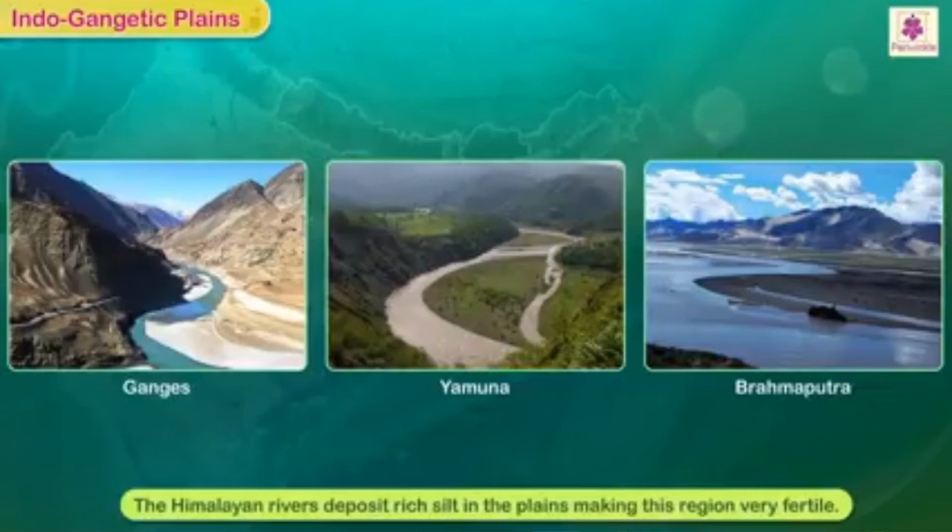And the four divisions of the Great Plains are the Babar Belt, the Tera Belt, the Bangar Belt and the Khadar Belt.